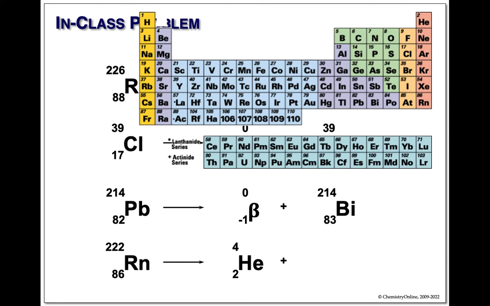And our last one here, we have radon-86, losing an alpha particle. Mass number is going to drop by 4. Atomic number will drop from 86 to 84, making this polonium again. Our product will be polonium-218. Got it. Any questions?